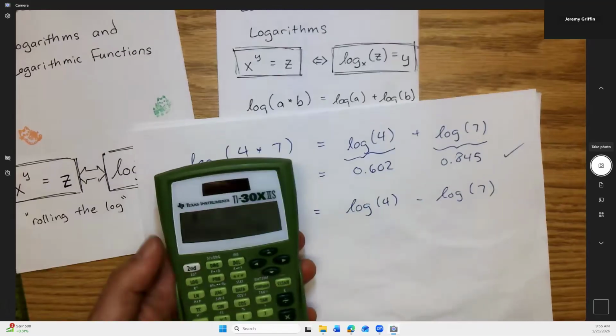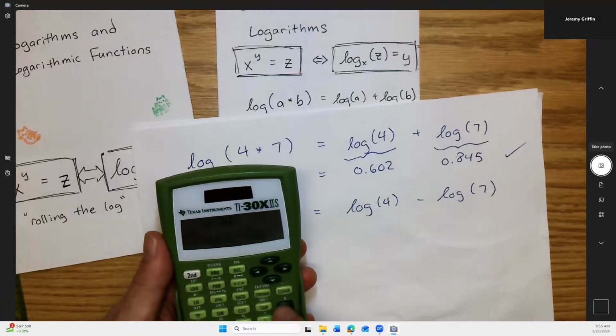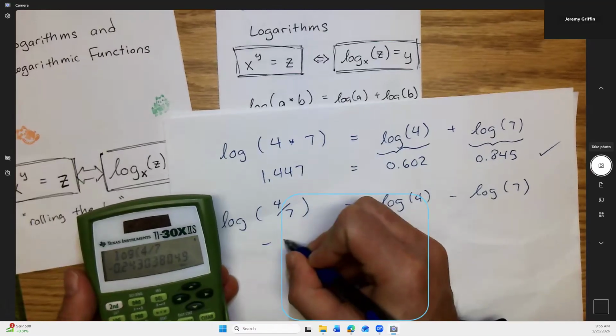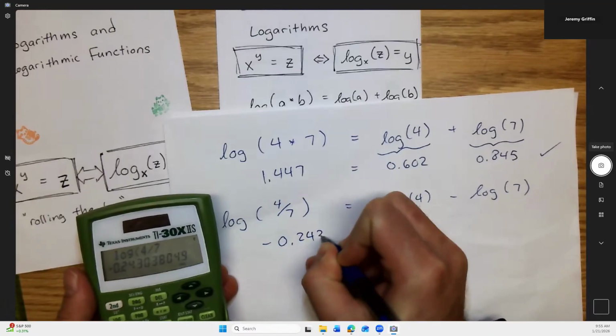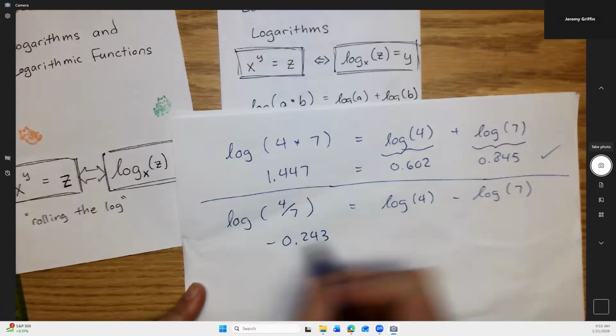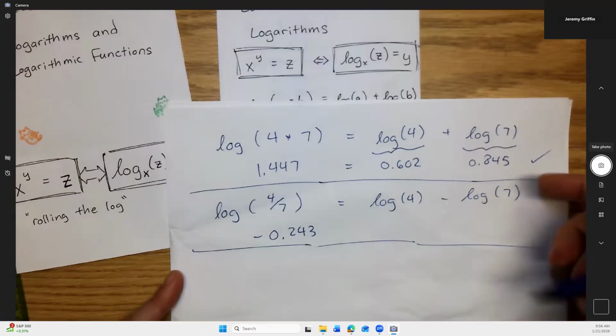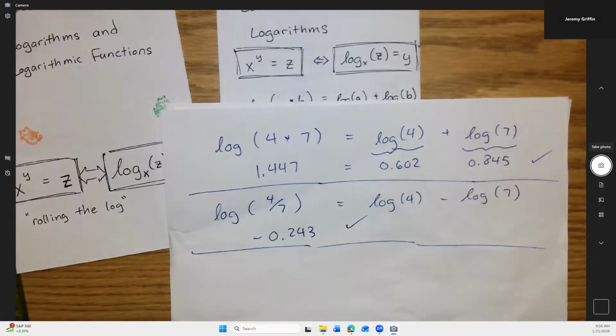Let's see if it is. What's log of 4 over 7? It is negative. Yeah, it's negative 0.243 something, something, something. Right? Separate my examples here. Yeah, that could be the difference of those. I think that works. Okay. Check. And you can see that on the graph too.